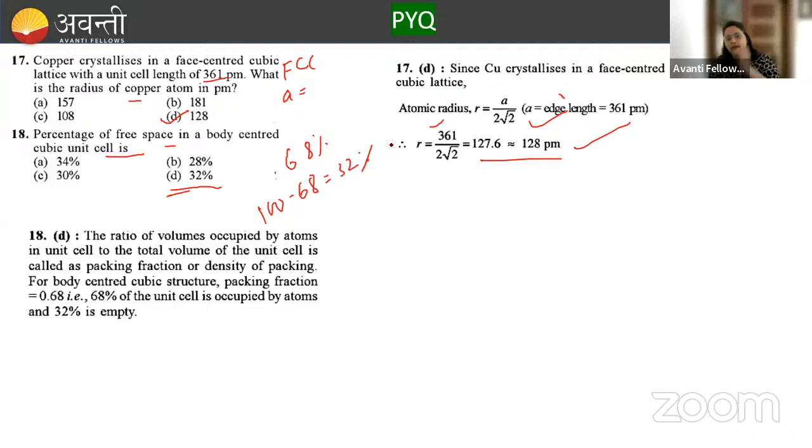So what is packing fraction? The ratio of volume occupied by atoms in a unit cell to the total volume of the unit cell is called packing fraction. It is also known as density of packing. So for body centered, the packing fraction is 68%, that is 0.68 of the unit cell is occupied by the atoms. So what will be the empty space?